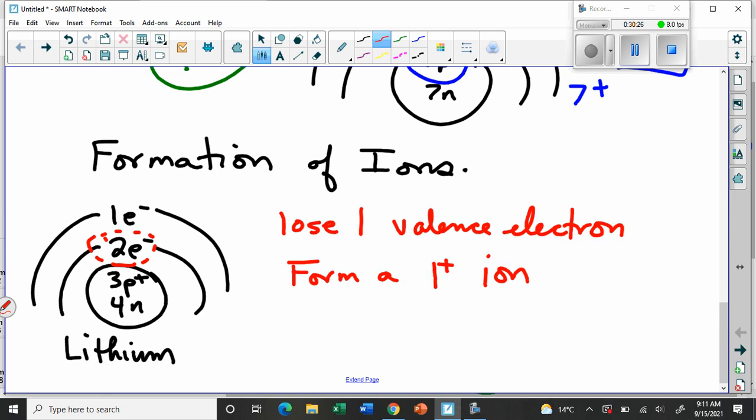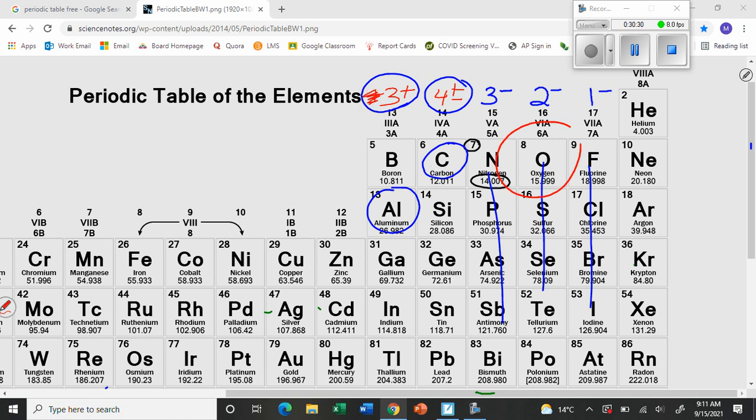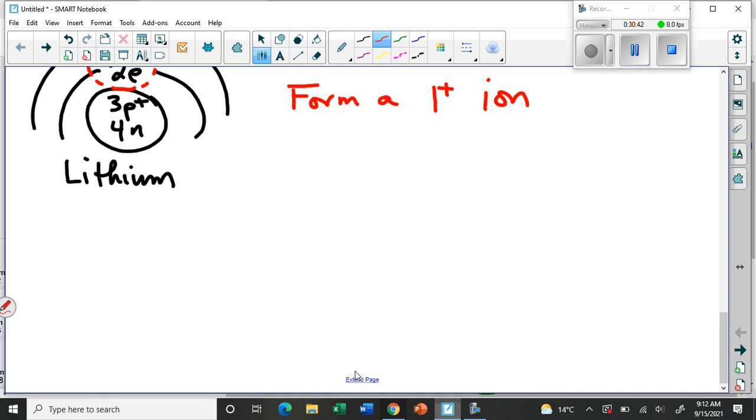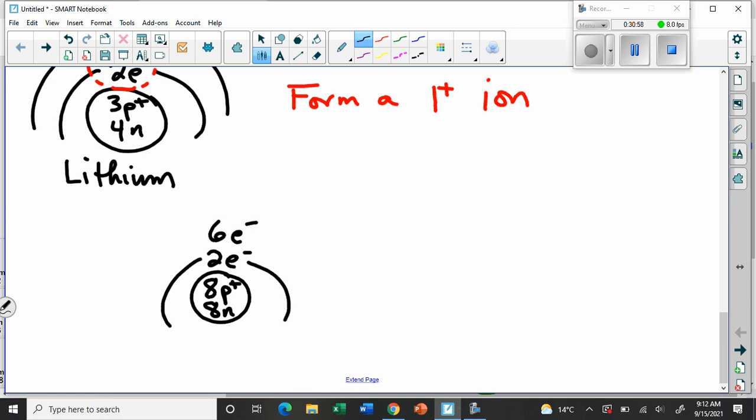Okay? If we do another example, let's say we do oxygen. Here's oxygen. Well, remember, oxygen has already 6 electrons if you draw his picture. So we'll quickly draw his picture just to show what we mean, right? So here's a picture of oxygen. Oxygen has a nucleus, and he has 8 protons, 8 neutrons, 2 electrons here, and then he has 6 electrons up here in the second orbit.